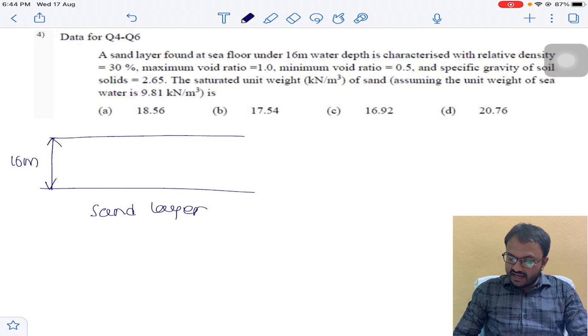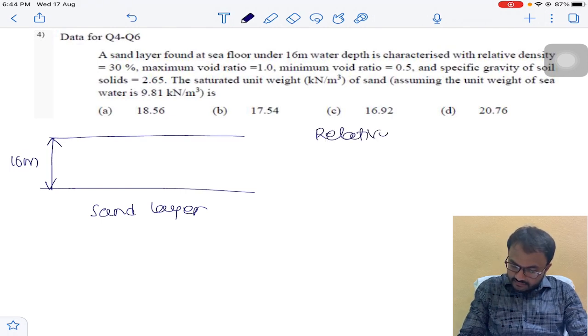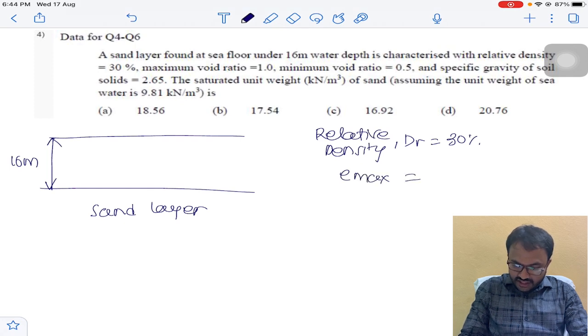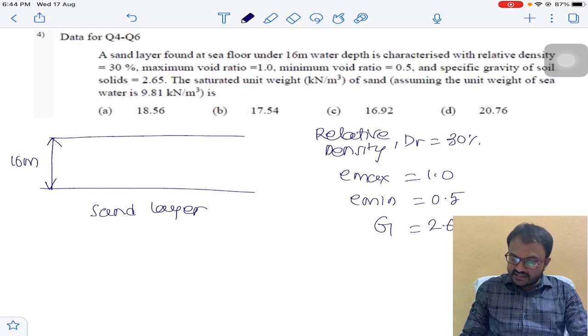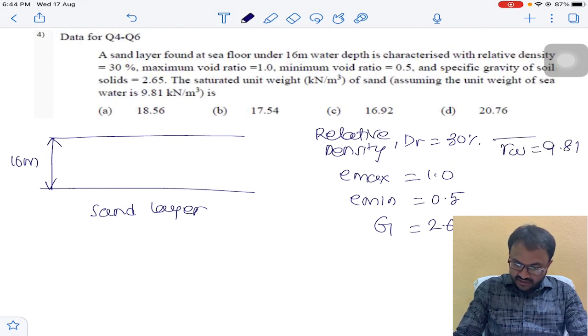Is characterized with relative density. So that is relative density Dr is equal to 30% and maximum void ratio e max is equal to 1.0. Minimum void ratio e min is equal to 0.50. Specific gravity of solids G is equal to 2.65. The saturated unit weight, and he has given gamma W is equal to 9.81.